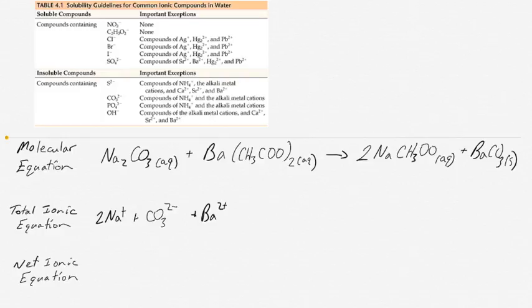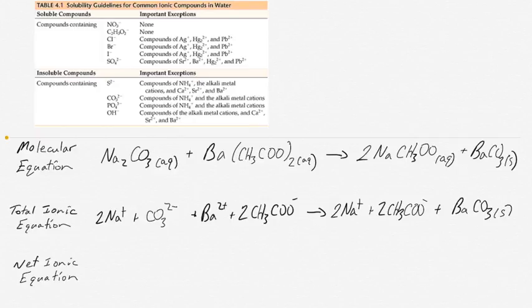Then we have barium acetate, which is barium ions, barium 2+, and 2 acetate ions. And again, I'm leaving out the subscripts for the states. Ions are always going to be aqueous. And this goes to 2 sodium ions and 2 acetate ions and barium carbonate. Barium carbonate is a solid. So we have our total ionic equation.